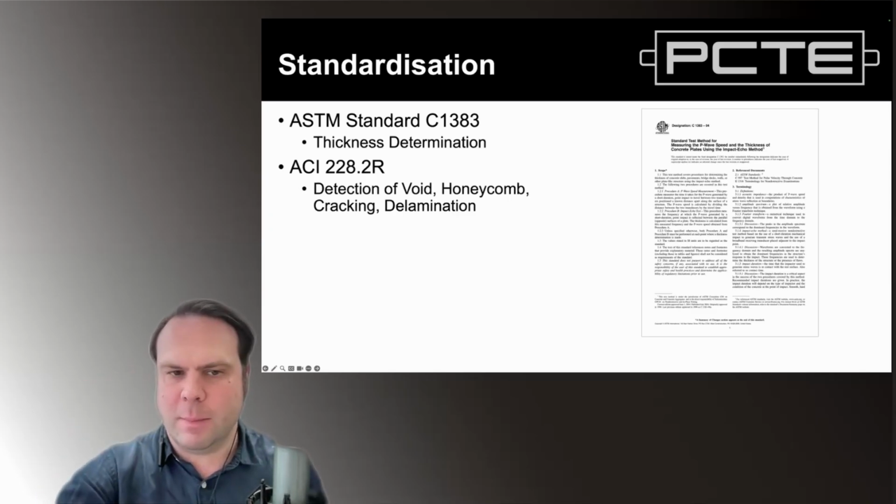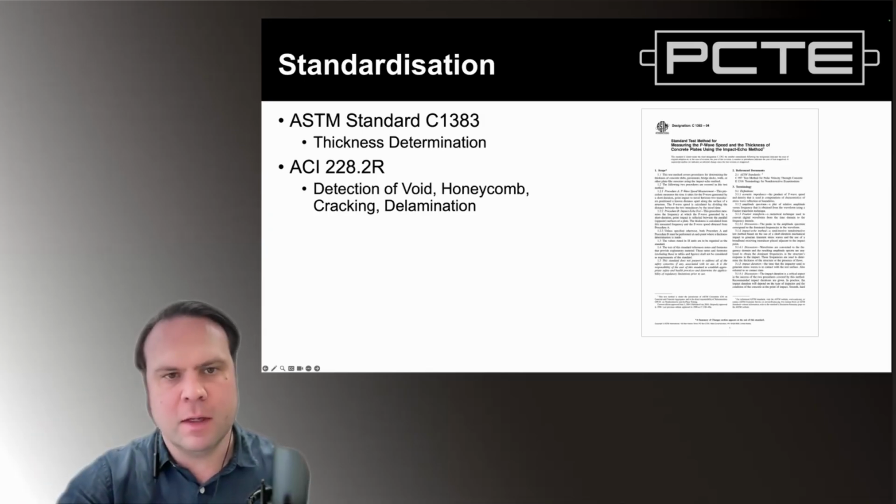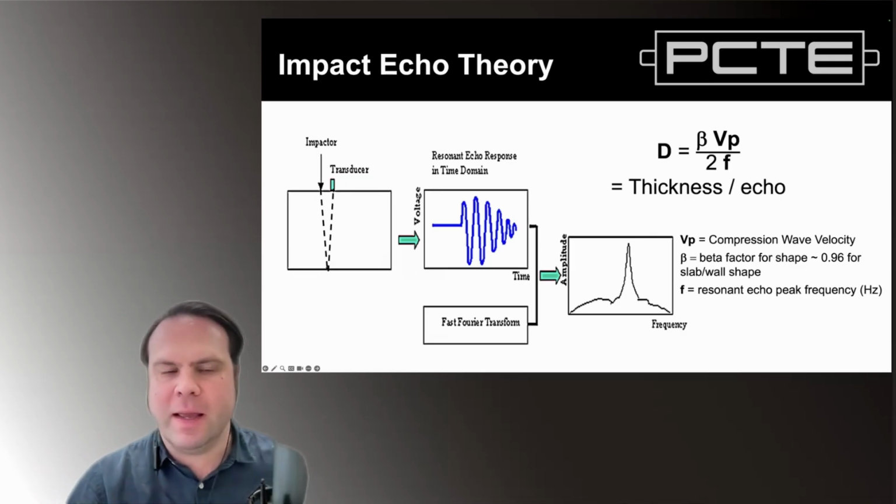So I've explained what controls our test: the speed of sound in the material, the geometry of the material, and any voiding or defects inside it, along with its thickness. Let's look at how we collect and complete our test.